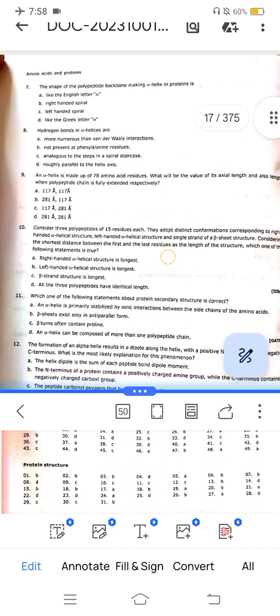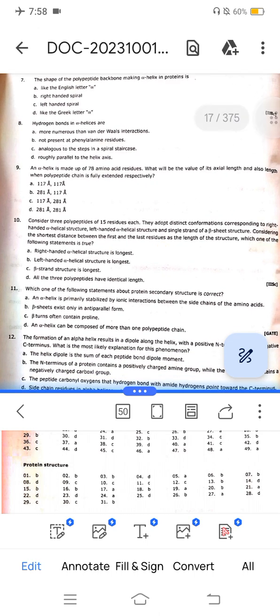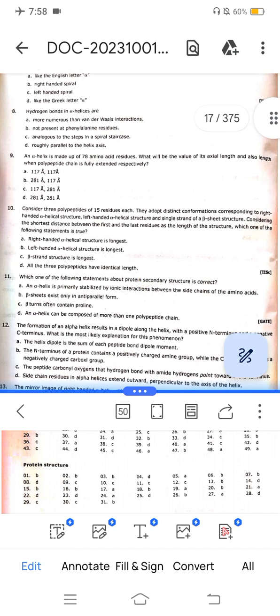And then an alpha helix is made up of 78 amino acid residues. What will be the value of the axial length and also the length when the polypeptide chain is fully extended, respectively? Question 9, the answer is C. Okay. 117 angstrom, 281 angstrom.